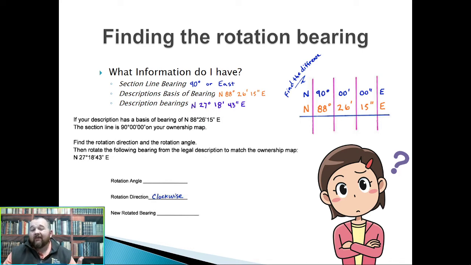So how do we do that? We subtract. So let's actually subtract those. If we start here, we start with 15, but we can't subtract 15 from 0. So we have to borrow. Okay, did you see that?